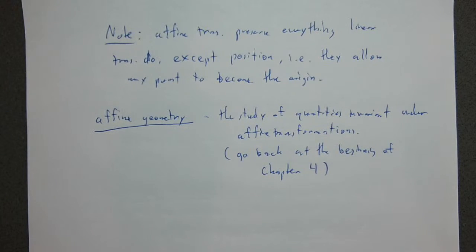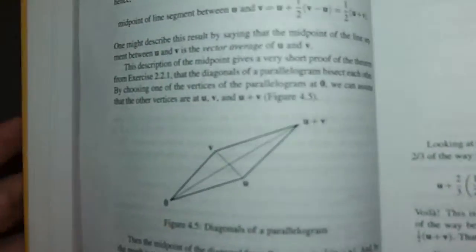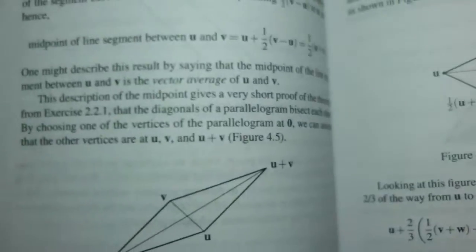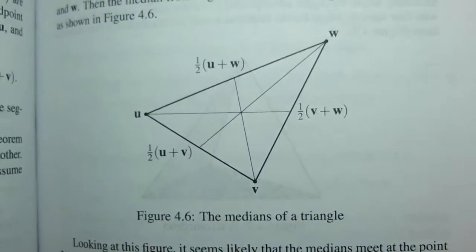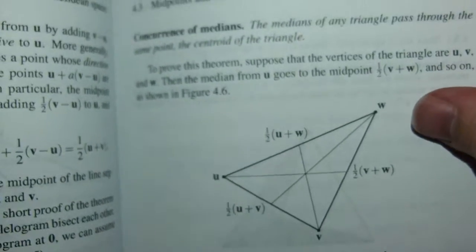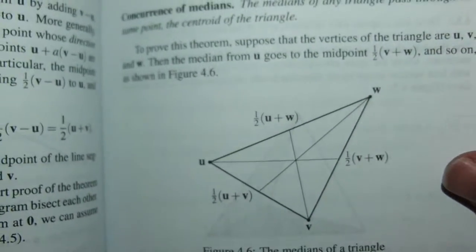All right, go back and look at the beginning of chapter 4. Okay, so what do we have if we do that? I actually can flip back to chapter 4 here. So remember, we had these theorems about, say, bisectors of parallelograms, and say like midpoints of, medians of triangles, basically, these midpoint and centroid theorems.